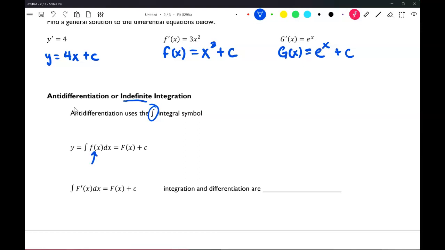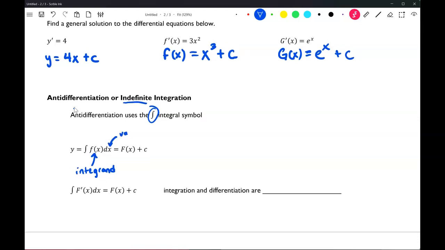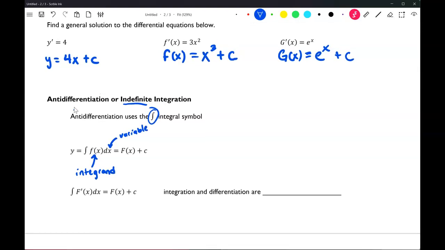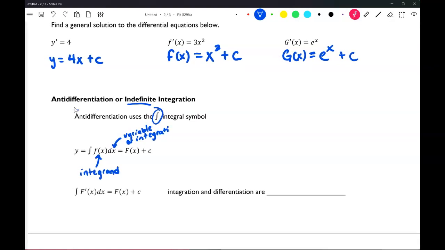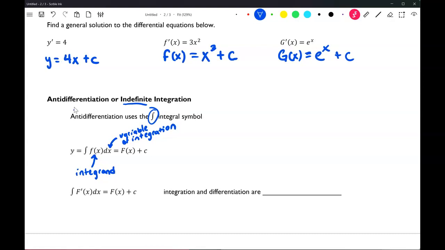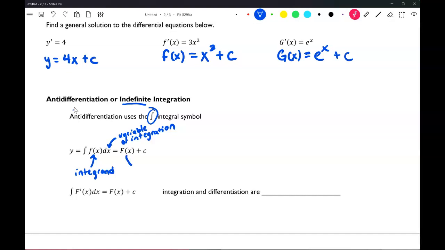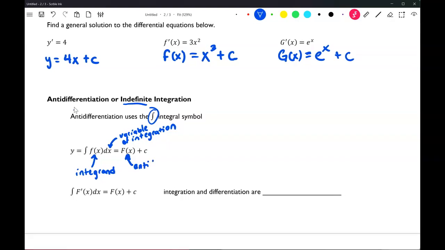Let's break down some pieces of what this looks like. The thing that you're taking the integral of is the integrand. This dx right here, the x specifically, is the variable that you are integrating with respect to. So you can take an integral with respect to different variables, just like we can with derivatives. Capital F of x is our antiderivative. And c again is our constant of integration.